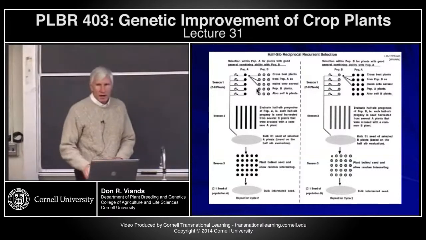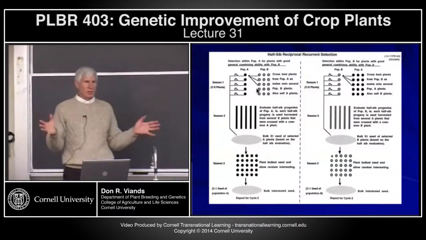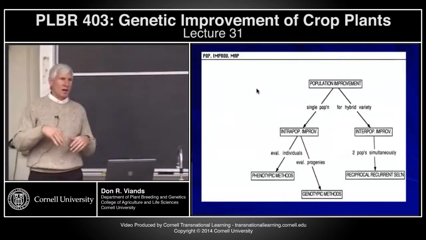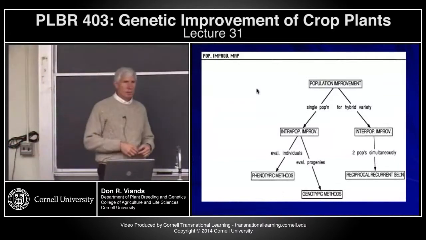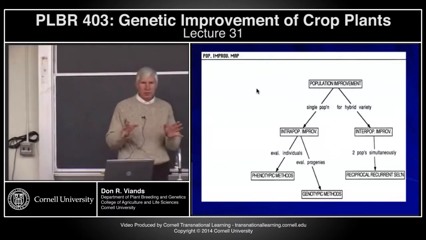Okay, let me then do a little review and back up and look at the bird's eye view on this whole thing. Now we've covered all 10 of the population improvement methods, most of them being intra-population improvement and the last one being inter-population improvement. So let's use this time as review.